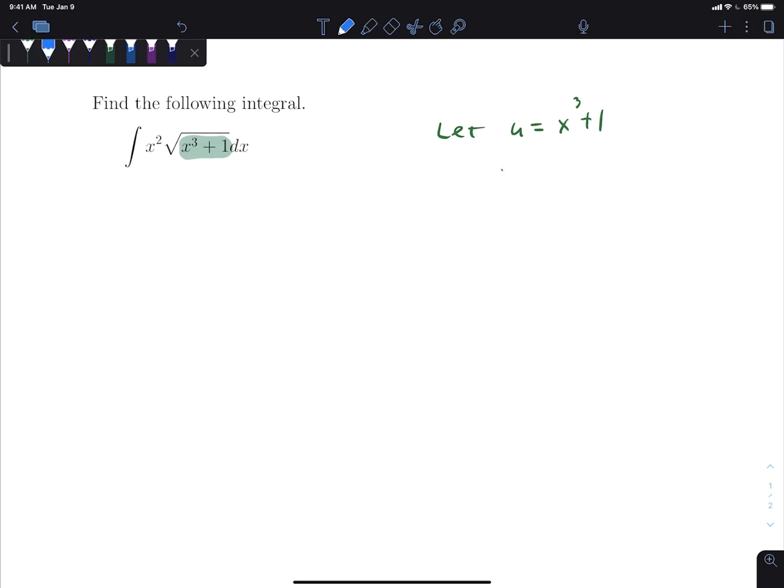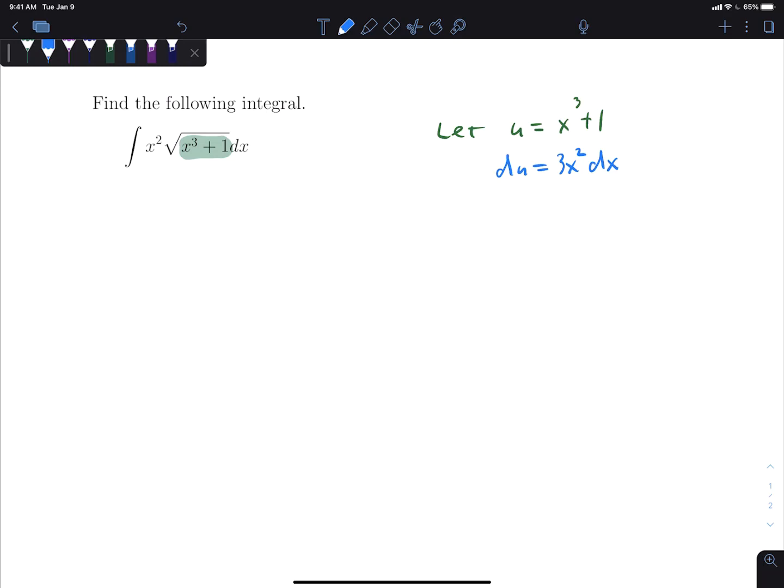So the derivative of u would be du equals, and the derivative of x cubed plus 1, well, the derivative of x cubed is 3x squared. The derivative of 1 is 0, so it goes away. And then I put the dx there. It is actually important to make sure you have that dx there.